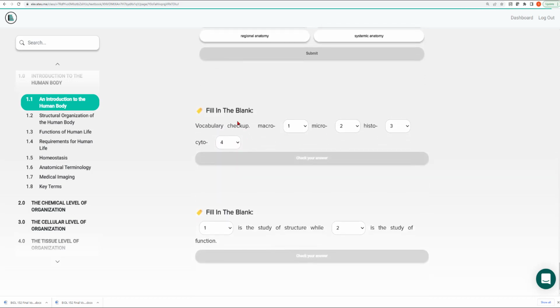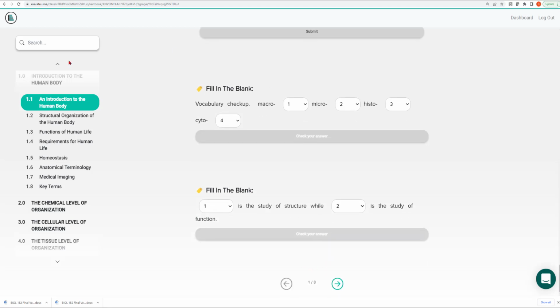Down here, there are also some vocabulary checkups so that you understand the vocabulary terms. And there are also just a couple of fill in the blank. By fill in the blank, it means there's a drop-down menu, and you're just going to pick which of these 2 terms is correct. And then again, check your answer when you're done. So that is the first little section. Pretty quick, isn't it? Let's head on to part 2.